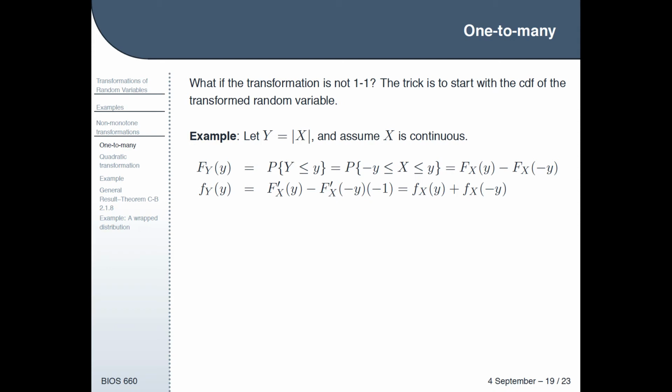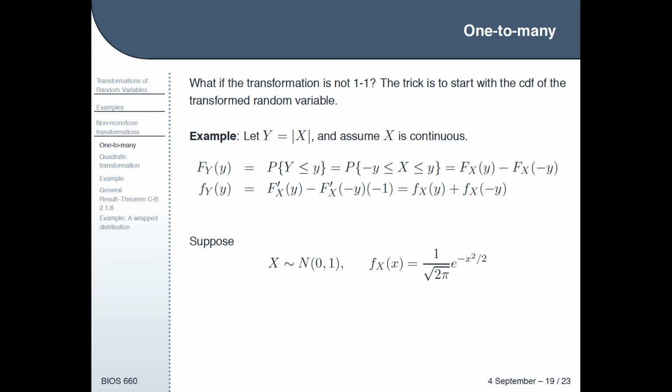So to calculate the density function, all we need to do is differentiate that with respect to y. We end up with f sub x of y plus f sub x of minus y. So even though it's not a one-to-one mapping, using this particular approach, we can still calculate the CDF and the density function of this transformed random variable.